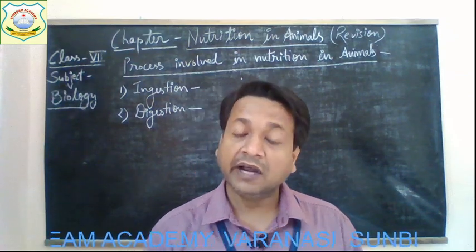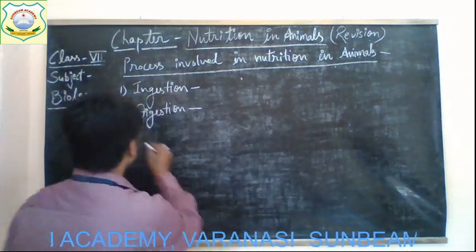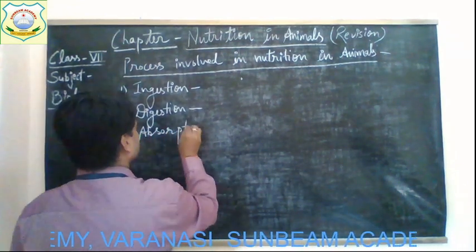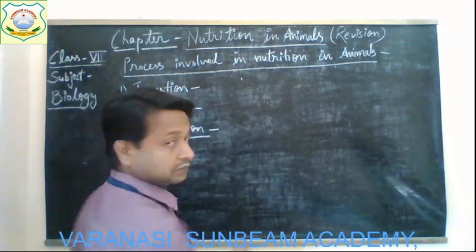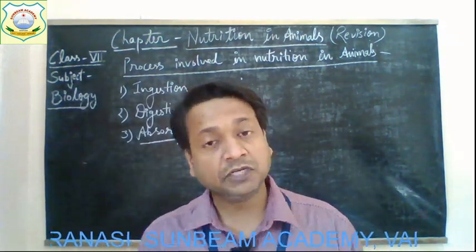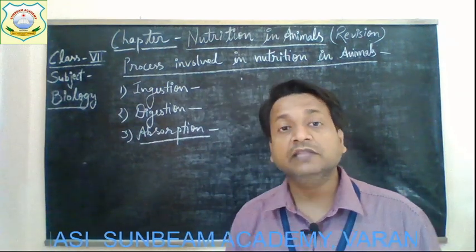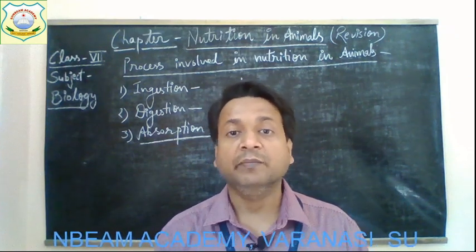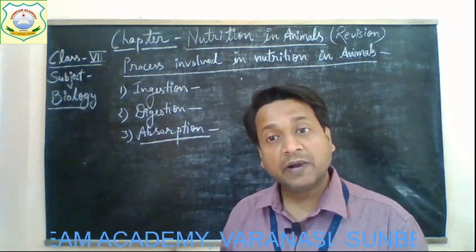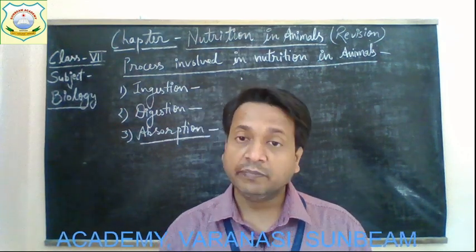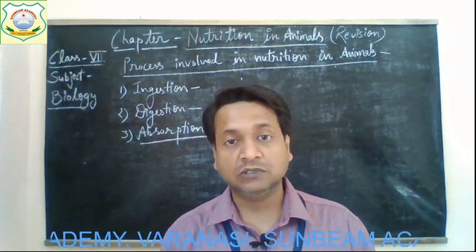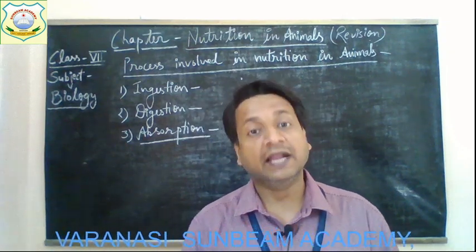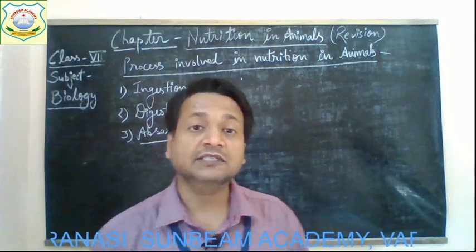Okay, now the third process is absorption. Children, in the absorption process, the food in soluble form passes into the body fluid such as blood. So the passing of the food in soluble form into the body fluid such as the blood is simply known as the process of absorption. And after the absorption, the fourth process is assimilation.